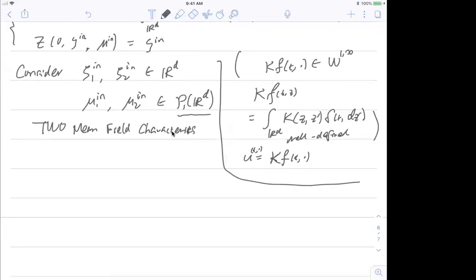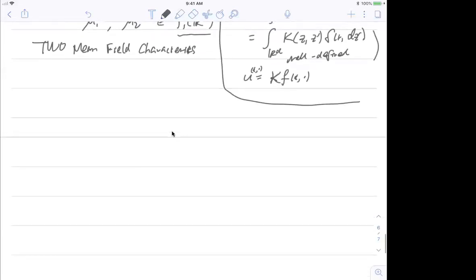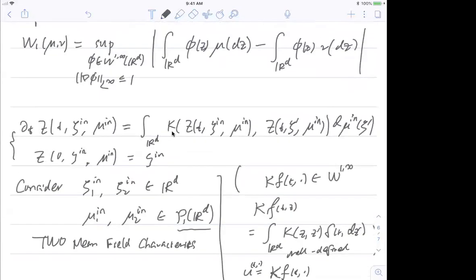Okay, we want to compare both of them. We want to compare the distance between them over time. So it's very easy, right? I will be a little bit quick, but you can believe them because this is just a first order ODE.